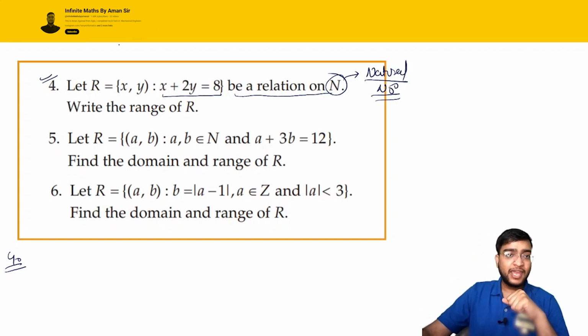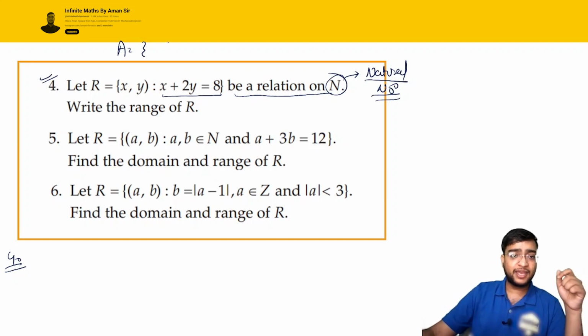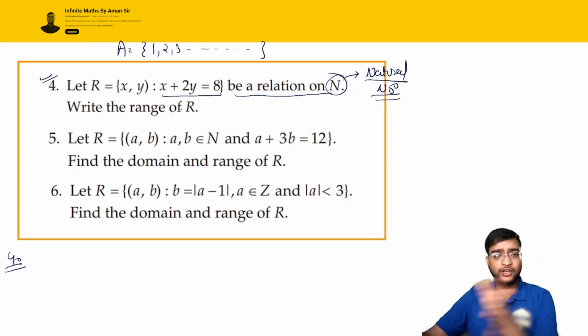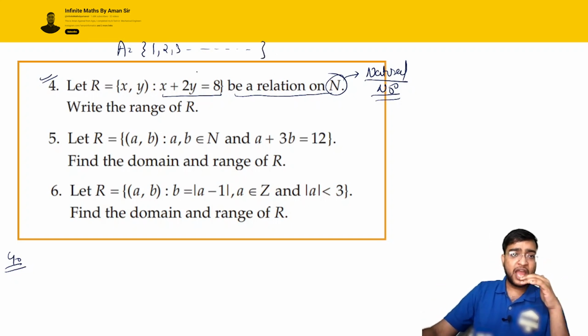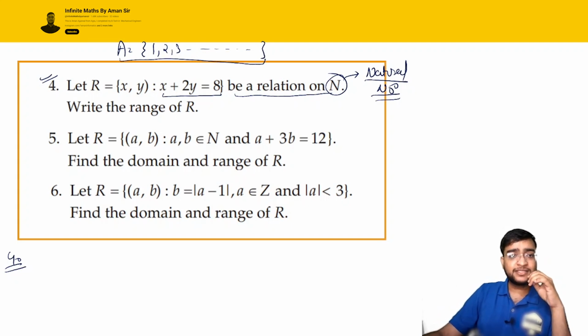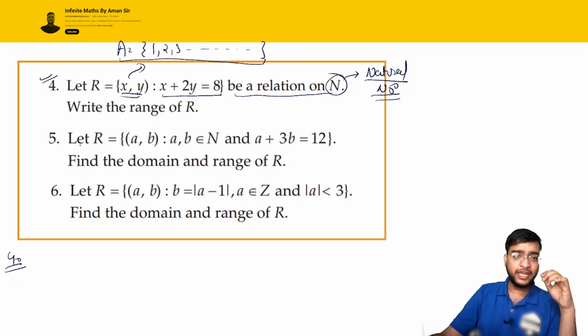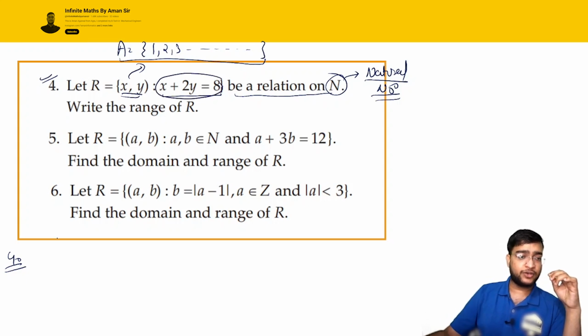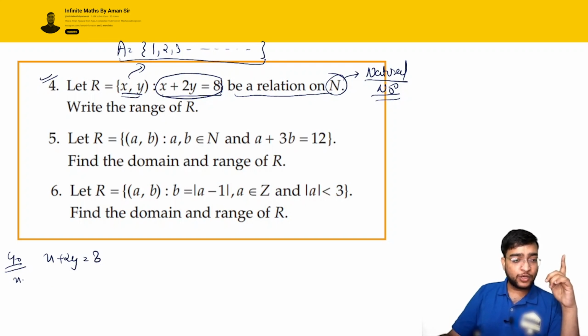So I can just say my A here is 1, 2, 3 and so on, that is all the natural numbers. Okay, so I can find this relation, this set for the relation. I am taking x comma y from this relation and trying to find this condition. So for x plus 2y, I am taking the conditions. If I take x equal to 1, then just try to solve it.